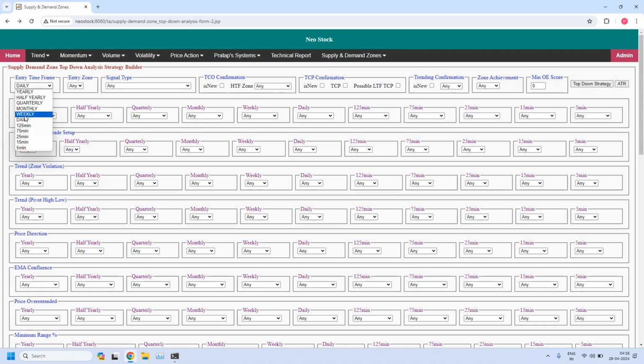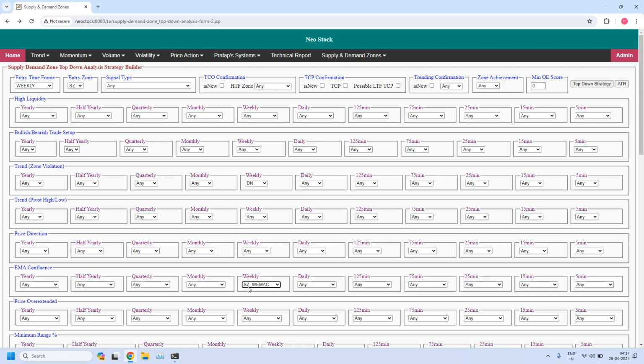Entry time frame is weekly. Entry zone should be supply zone. For zone violation trend on the weekly time frame, I am selecting downtrend. And for EMA confluence on the weekly time frame, I should have a supply zone with weekly EMA confluence. This is the one: SZ_WEMAC, a weekly supply zone having weekly EMA confluence.